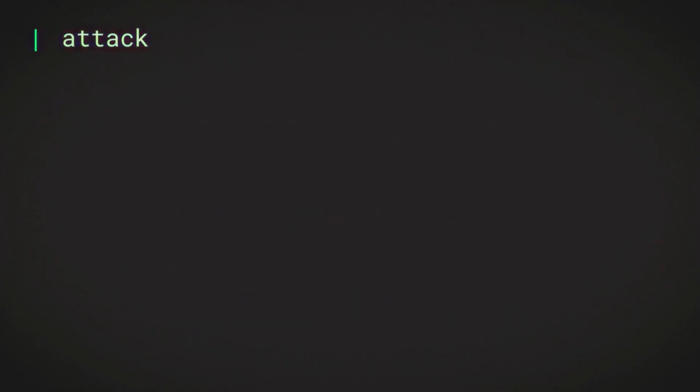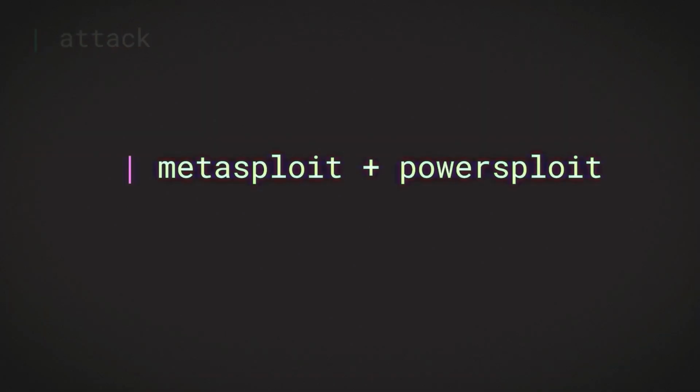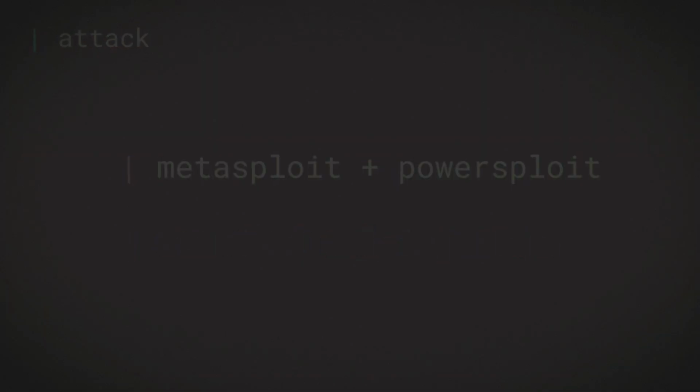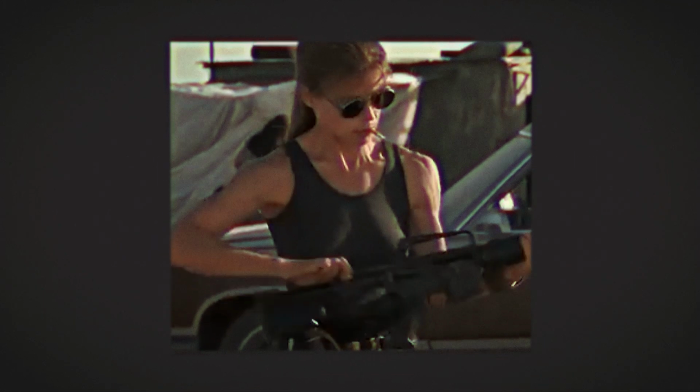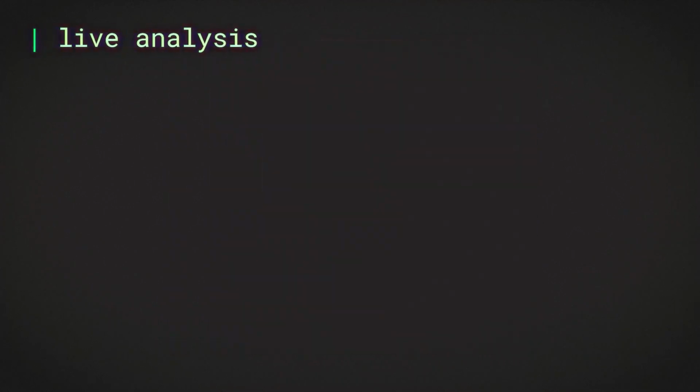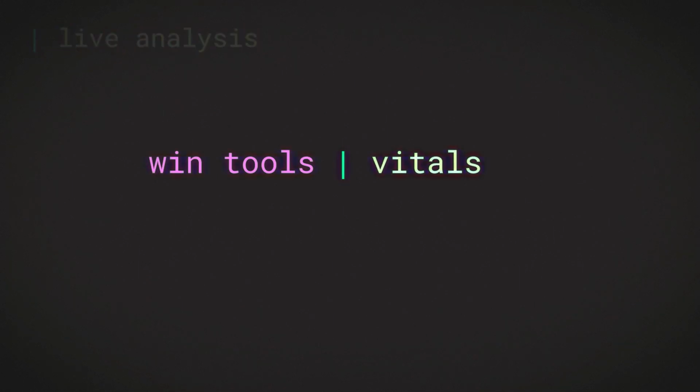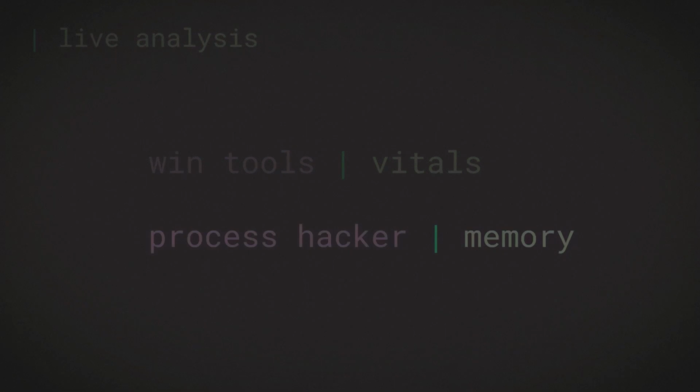We'll use Metasploit and PowerSploit to perform a standard DLL injection attack. Once we have C2 established, we'll simulate a few rudimentary actions such as data exfiltration. We'll then perform the actual threat hunt. We'll initially perform 2 rounds of live analysis, first using only Windows native tools to check the vitals, and then using Process Hacker we'll dig deeper into the memory.